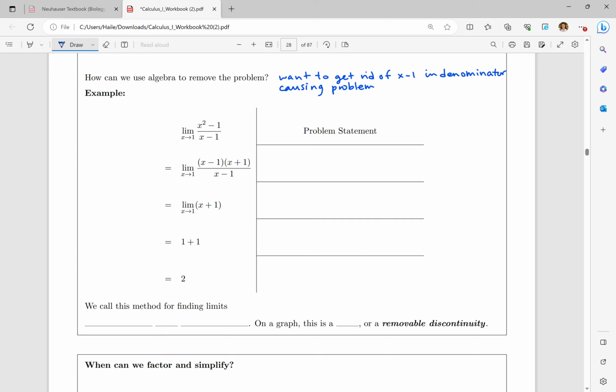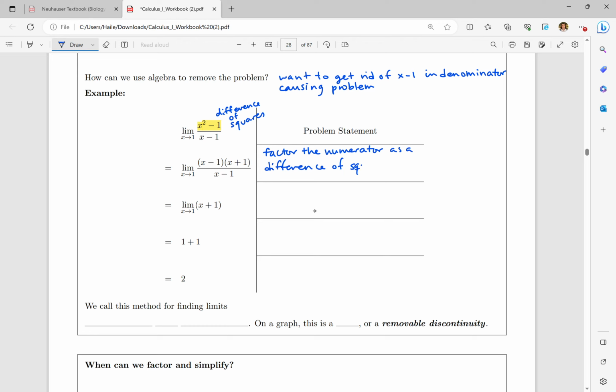So the first thing I might want to do is I might want to try and just factor the numerator. Okay, so if we notice the numerator is x squared minus 1, which factors as a difference of squares. So this is a difference of squares. And so the reason we can go from the first step to the second step is we can factor the numerator as a difference of squares.